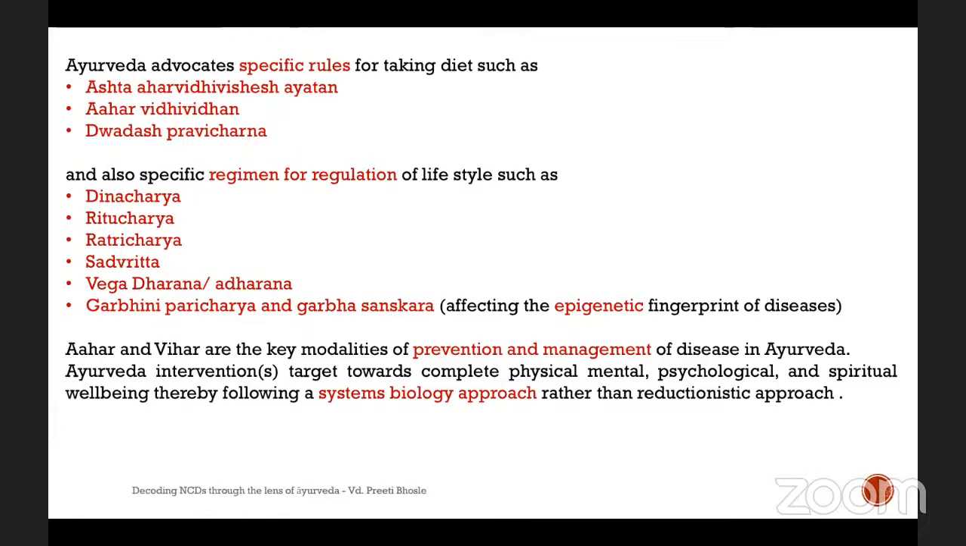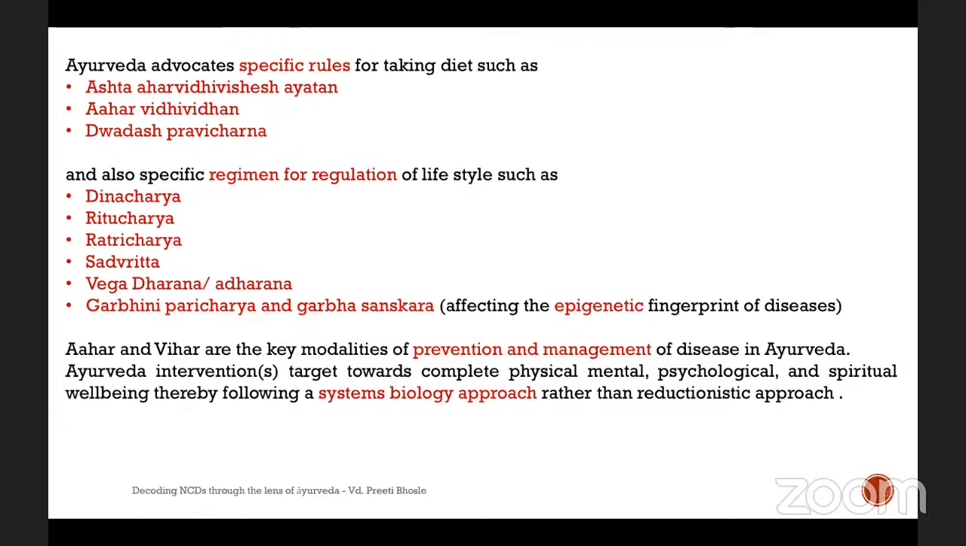And then there are also specific regimens for regulation of lifestyle, such as Dincharya, Ritucharya, even Ratricharya. Then Sadvrit, Vegdharan and Adharan is also a very important concept. And then comes Garbhini Paricharya and Garbha Sanskar, which actually affects the epigenetic fingerprint of our diseases. Ahar and Vihar are the key modalities of prevention and management of diseases in Ayurveda, and the interventions are targeted more towards complete physical, mental, even psychological and spiritual well-being.